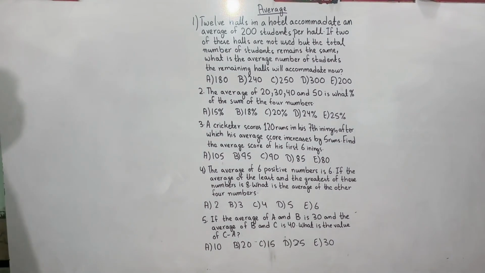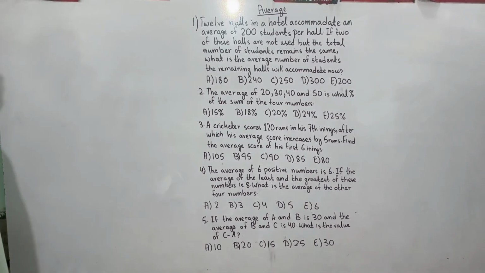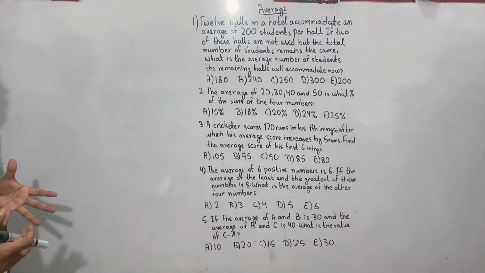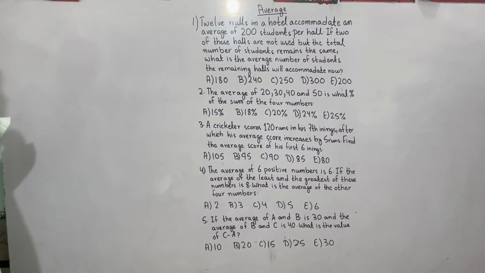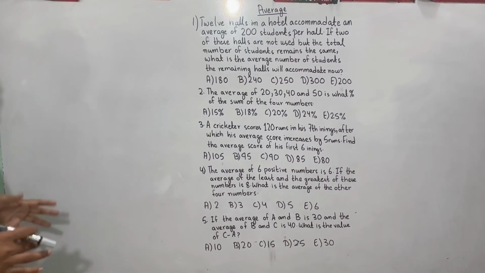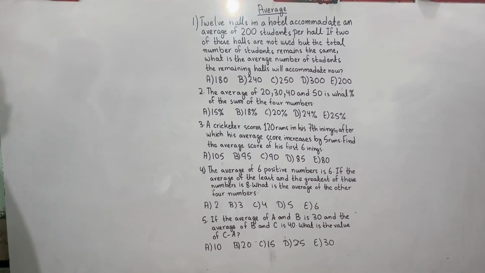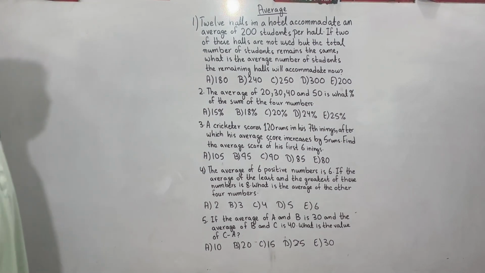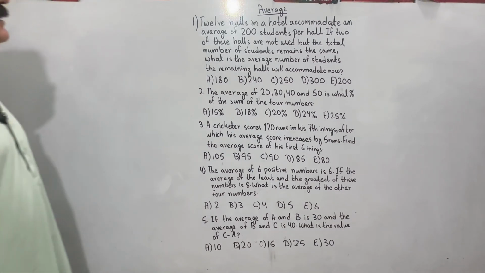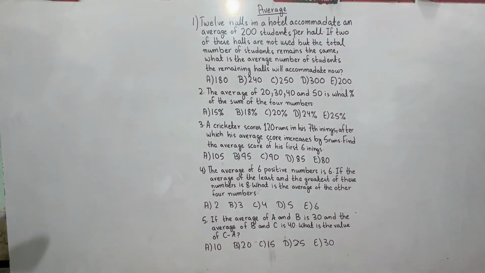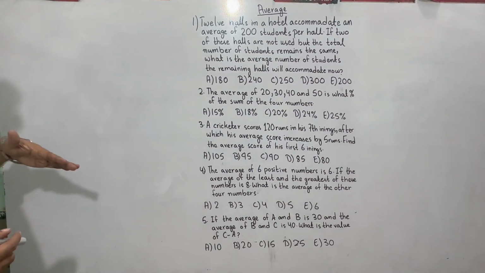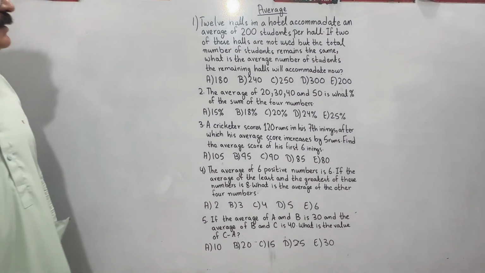Without wasting time, our question number 1 reads: 12 halls in a hotel accommodate an average of 200 students per hall. If two of these halls are not used, but the total number of students remains the same, what is the average number of students the remaining halls will accommodate now? Initially we have 12 halls.